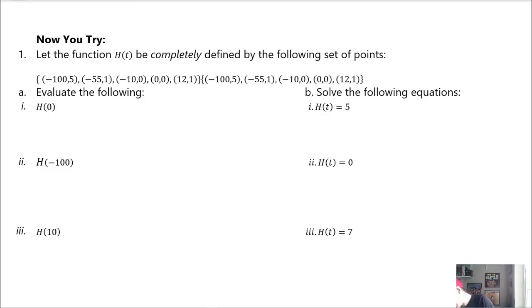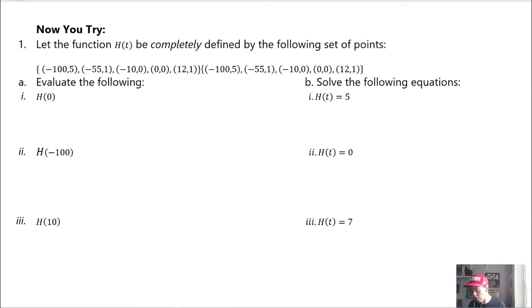Hello and welcome everybody. This is the Now You Try problem solution video for how to evaluate expressions in function notation when the function is given as a set of points, and then solve equations in function notation where the function is given as a set of points. Same set in this case.